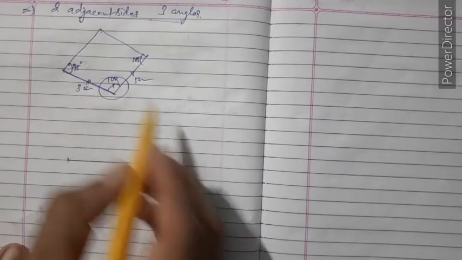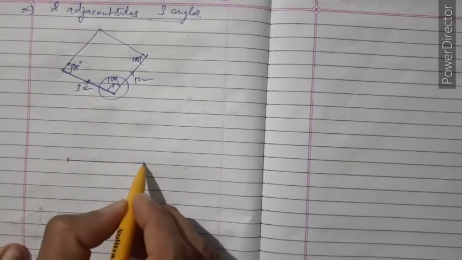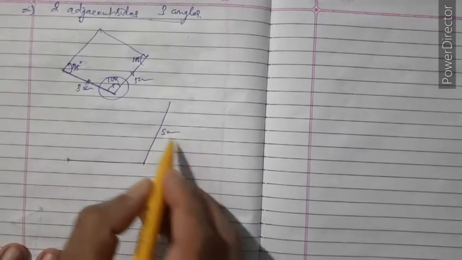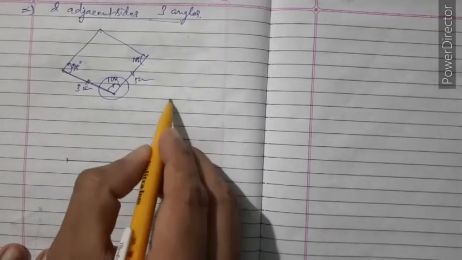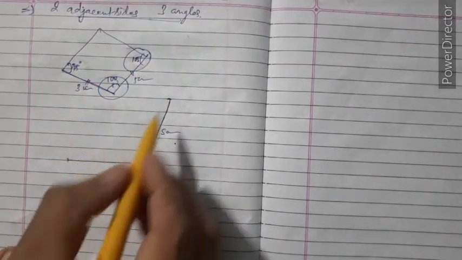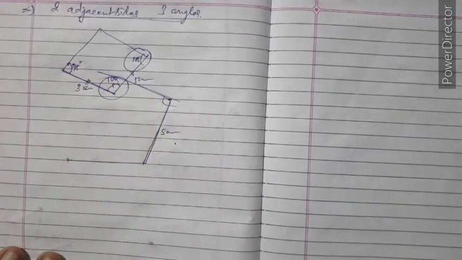Angle with measurement of 100 degree. Using a half circle like that. That is 5 centimeter. Okay. Take this one 5 centimeter. Then here 105 degree is there. So you just draw angle with that one here 105 degree.